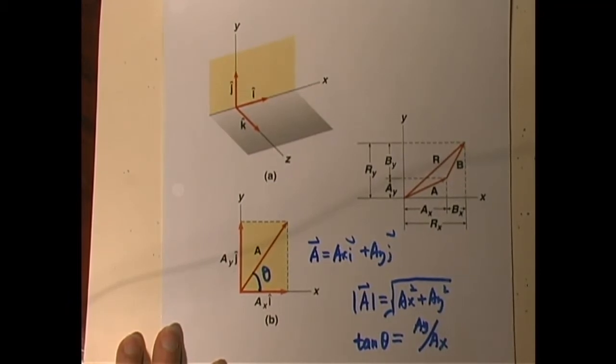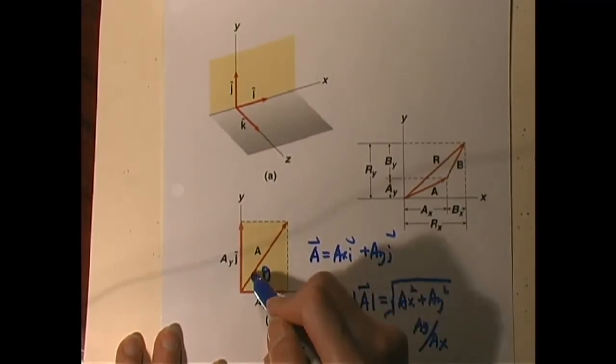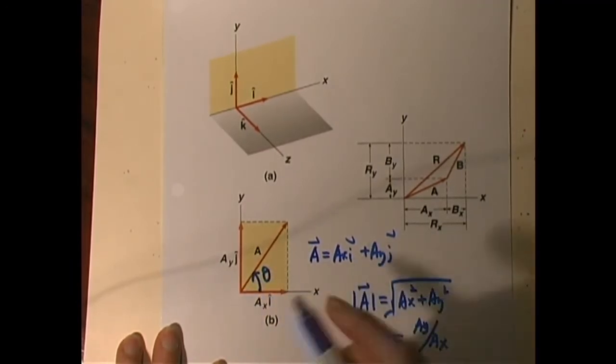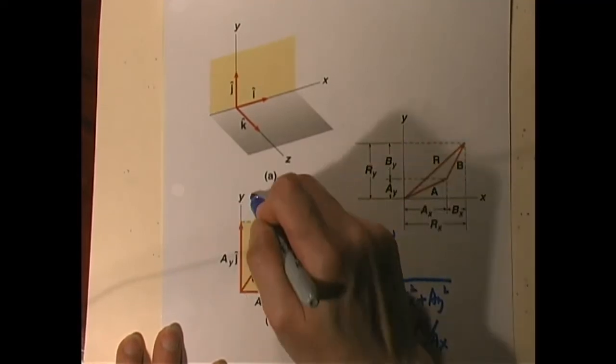So if they give us components, we can find the magnitude and angle. Then eventually we say theta degrees north of east. If this is east, that's north.